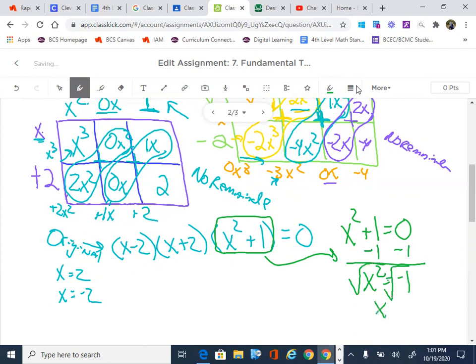X comes out, and the square root of -1 is i, but it is plus or minus i. It is the positive and the negative version of i. Remember, the square root of -1 is an imaginary number. So I would say x equals plus i, x equals minus i.